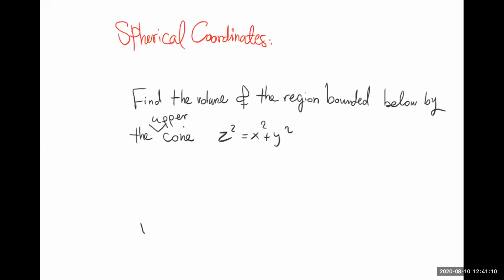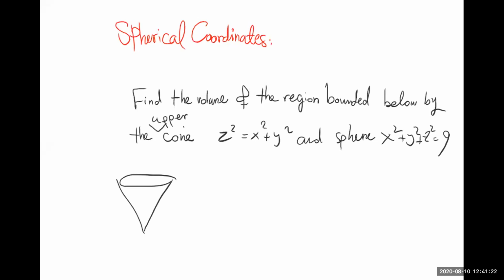This cone looks like this. This is a cone, and the sphere x squared plus y squared plus z squared equals 9. And then we have this sphere, and I'm asking for this region which this cone cuts out of the sphere. What is the volume of that?